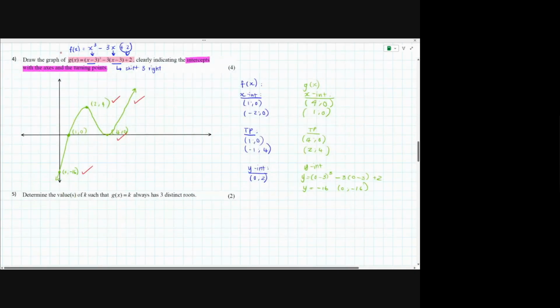All right, question 5 is one that we love to hate. Determine the value or values of k such that g of x equals k always has 3 distinct roots. Can someone tell me what it means for a graph, and specifically a cubic, to have 3 distinct roots? What does that mean?